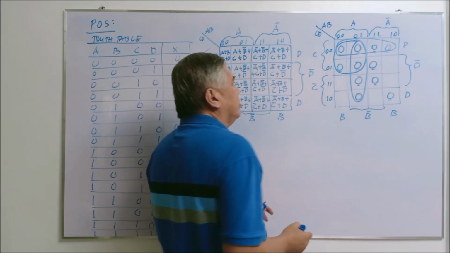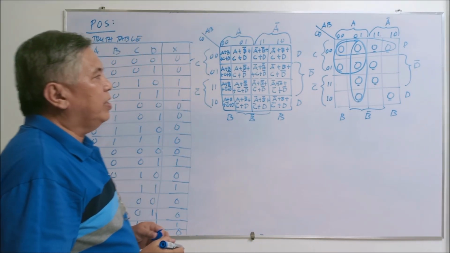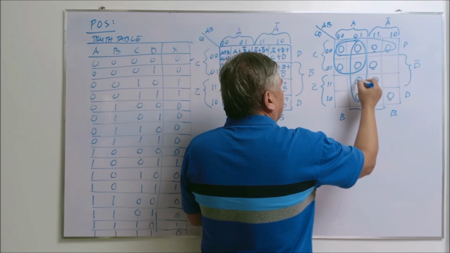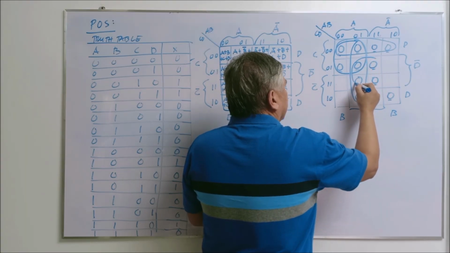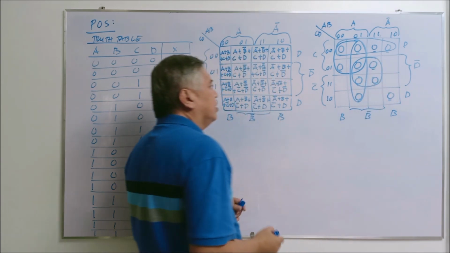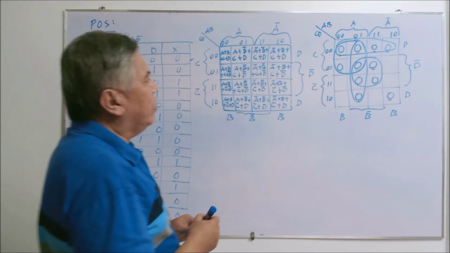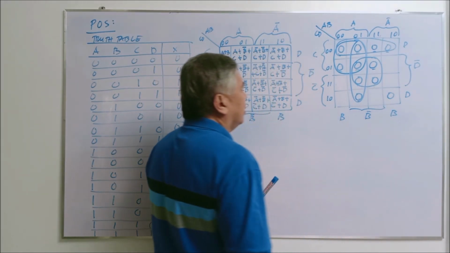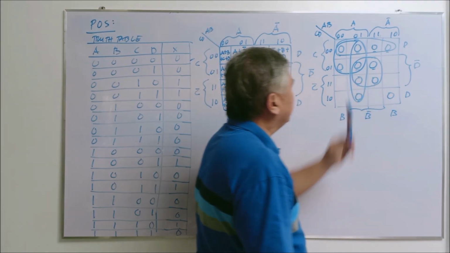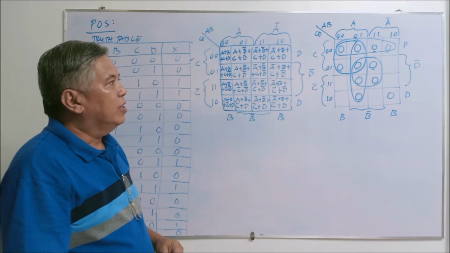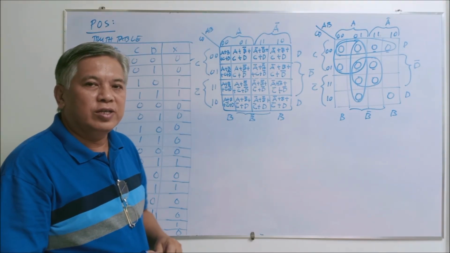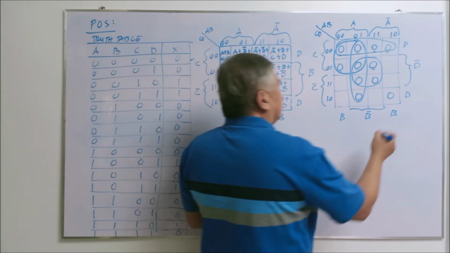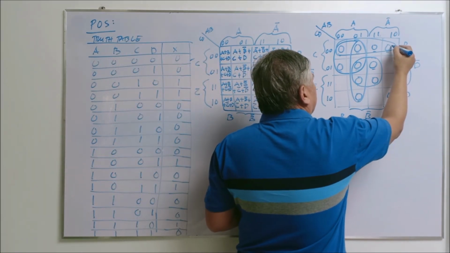Okay? So, the same as the SOP. Then, again, 4 adjacent cells. This one here and this one here are adjacent. So, that is another 4 adjacent cells. And what is left is this one. Since it has no pair to form 4 adjacent cells, we go to 2 adjacent cells. Where are its adjacent cells? This one here is adjacent to this one.